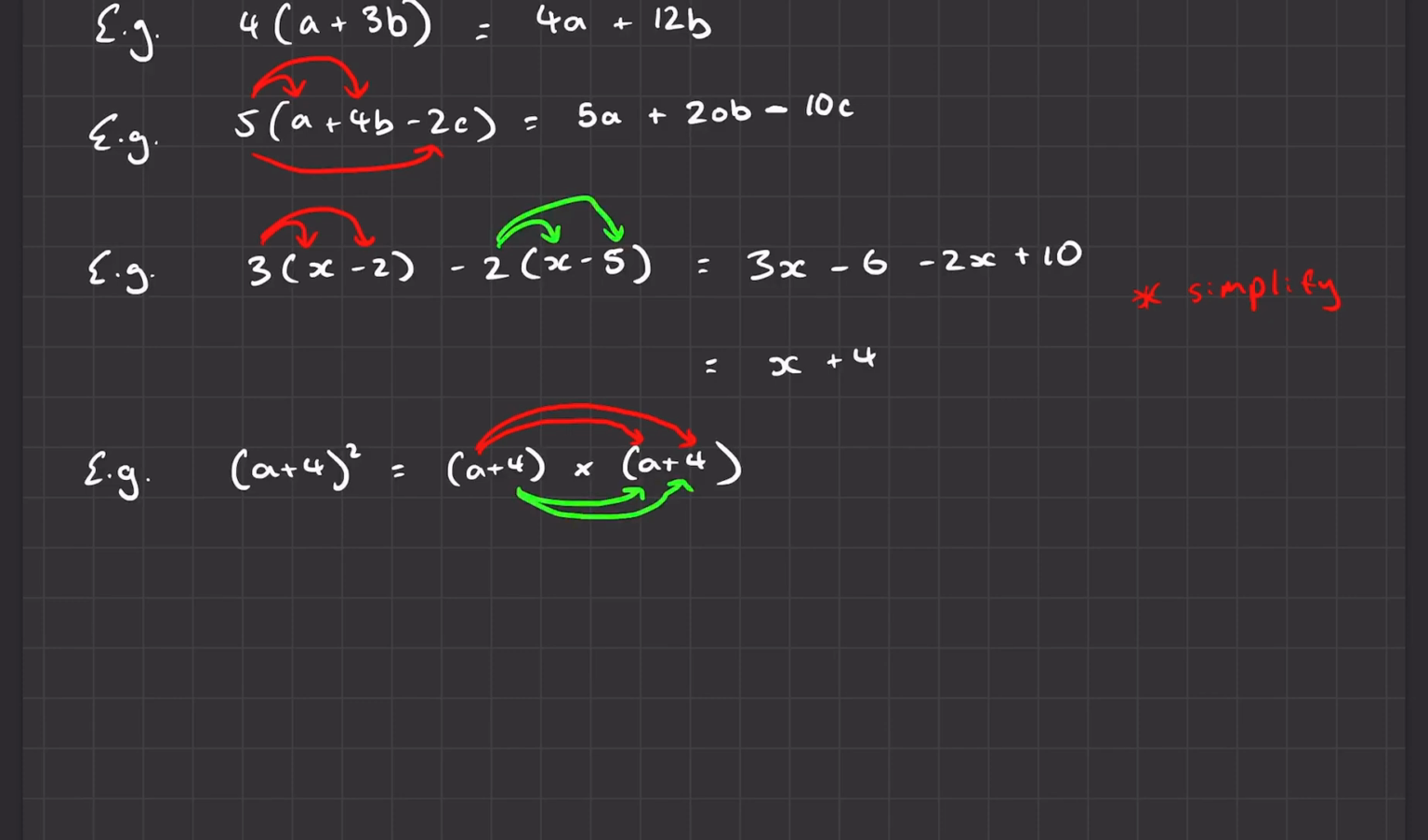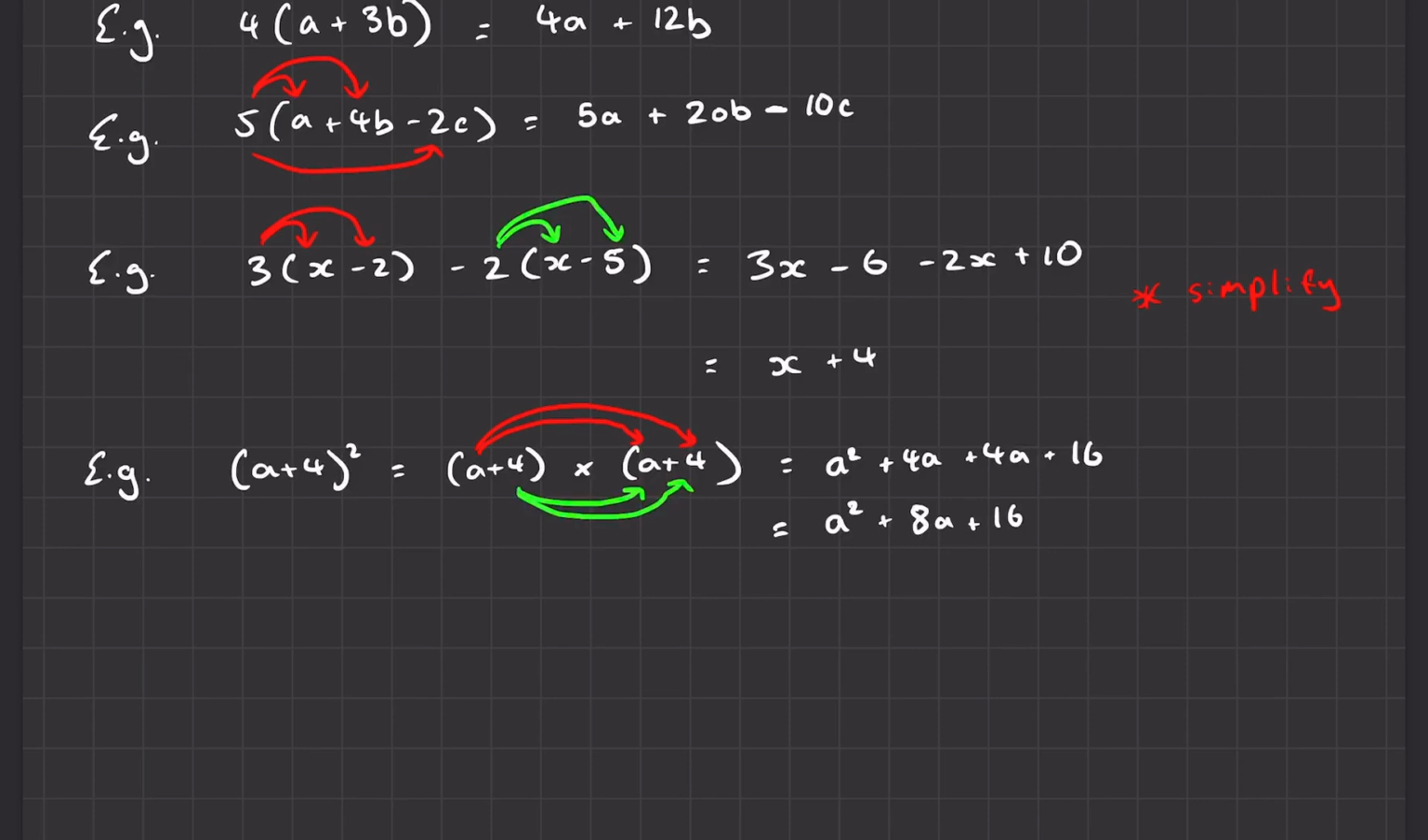So to follow this method, we would have the first red values. If we start with the red, a times a would be a squared, followed by 4a, which concludes the red section. Now we move on to the green section, which is 4a, followed by positive 16. Now all we need to do is simplify, which becomes a squared plus 8a plus 16.